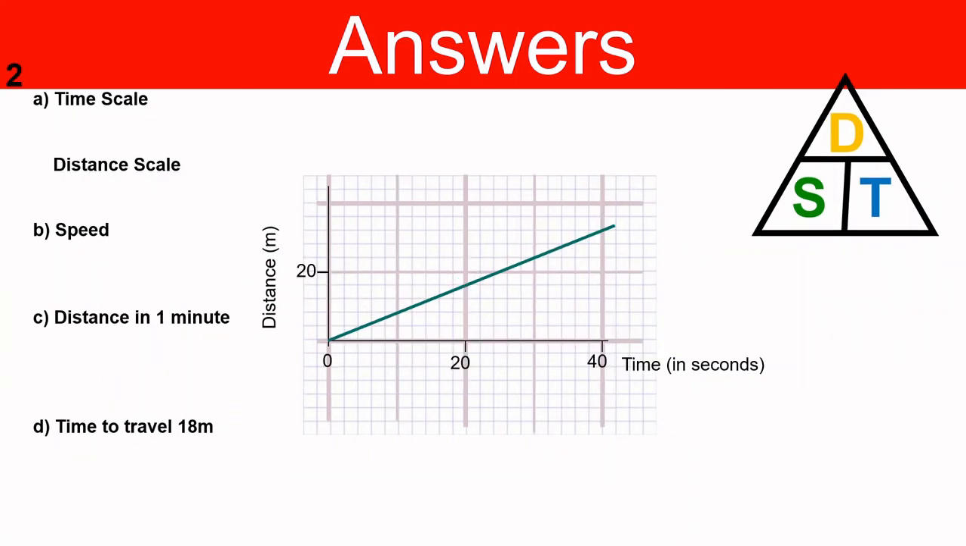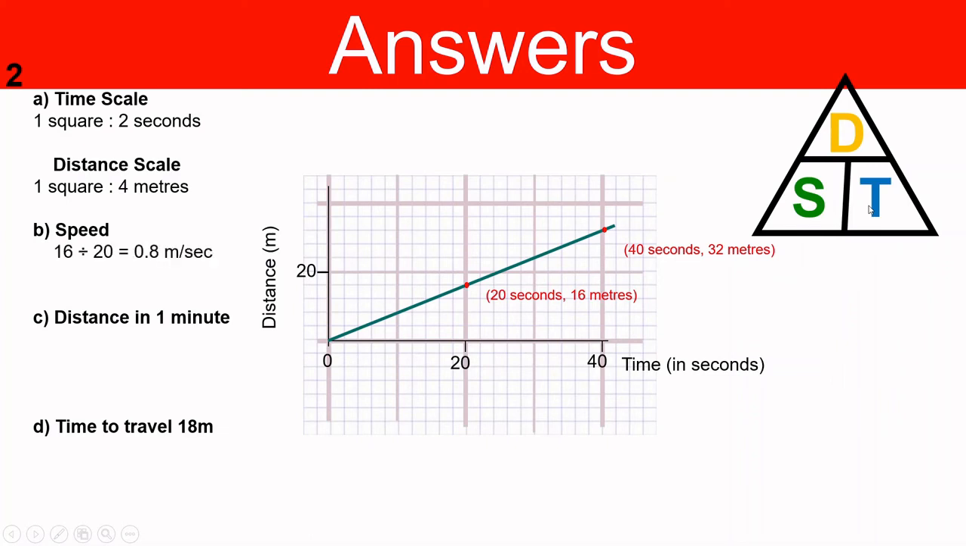For question 2, the time scale shows 1 square for every 2 seconds because it took 10 squares to make 20 seconds. The distance scale shows 1 square for every 4 meters because it took 5 squares to make 20 meters. The speed I can find by looking at either one of these 2 points. I can travel 16 meters in 20 seconds, or I can travel 32 meters in 40 seconds. Speed is calculated as distance divided by time, so I could either do 16 divided by 20, which is 0.8 meters per second, or I can do 32 divided by 40, which is also 0.8 meters per second.